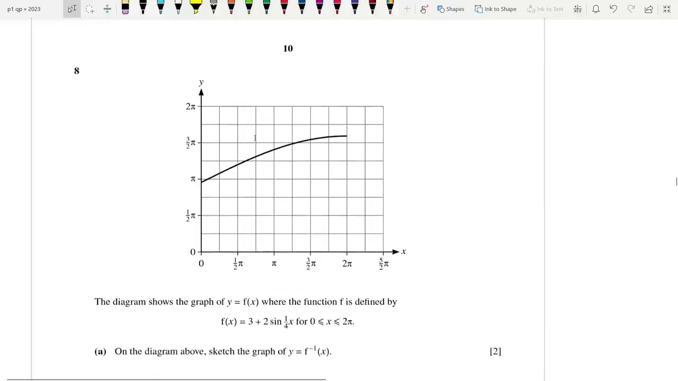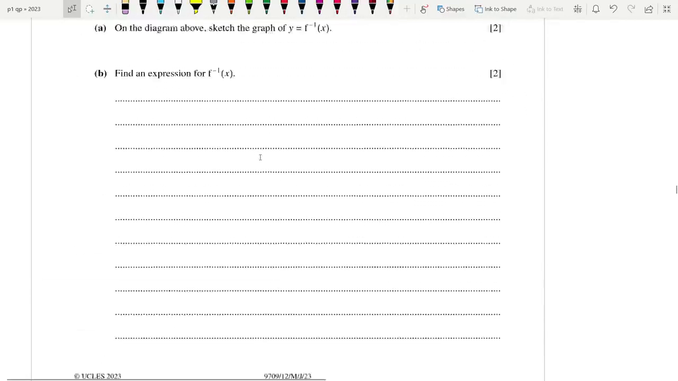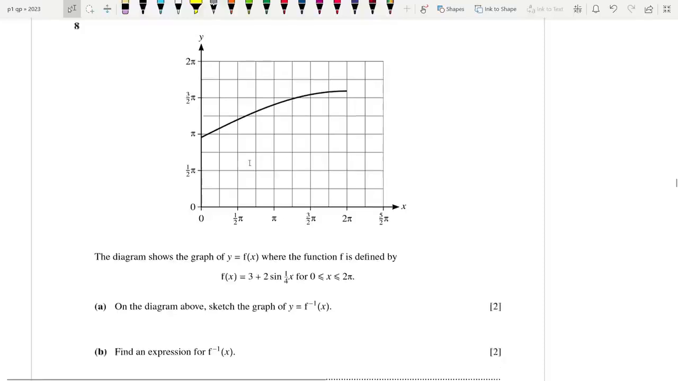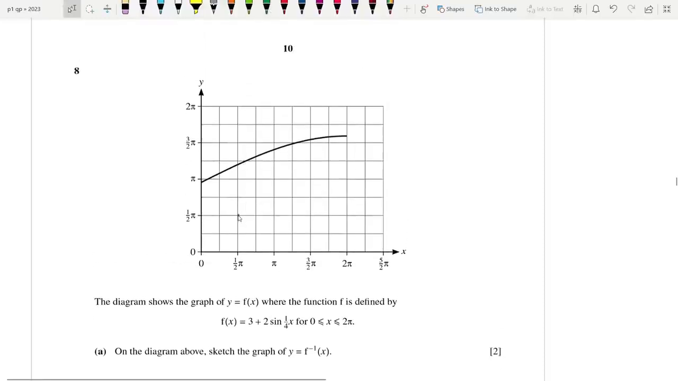Let's go to 8. We don't have much left. 8, 9, 10, 11, 4 questions. On the diagram, sketch the graph of f inverse x. So let's draw y is equal to x line first. So hard to draw it with the mouse. So this is my line, y equals x.